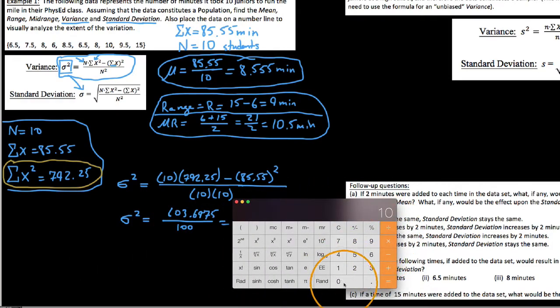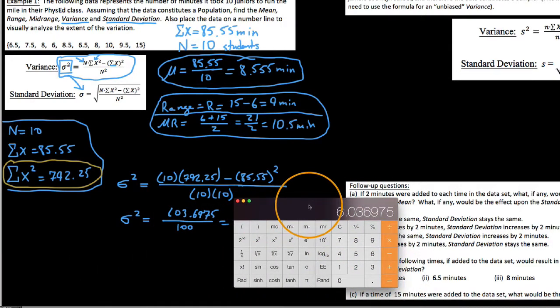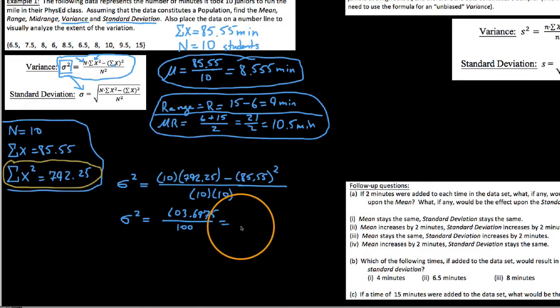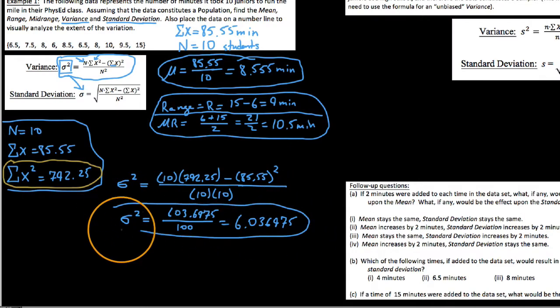And when we actually take the time to divide this out, in this case we're going to say divided by 100, we get 6.036975. Now I'm not going to round that right now, but what we can say is that this is the variance. This is the variance.